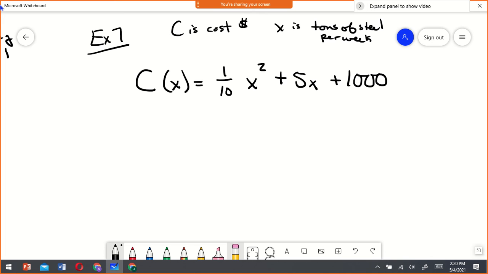So, this might relate to something like Yard Metals, maybe, Penn Steel. Like, those are some of the local companies that produce steel from around here. You may know people that work there.